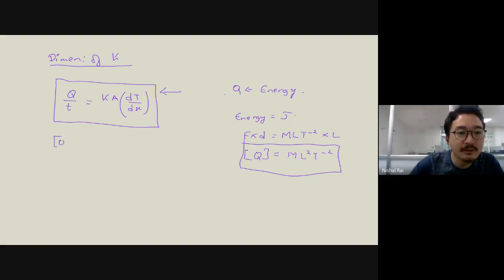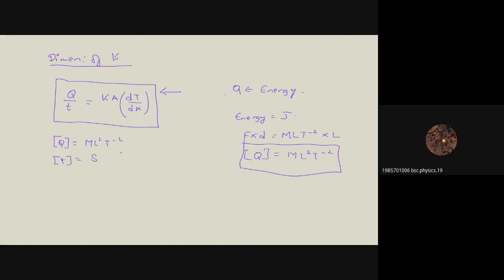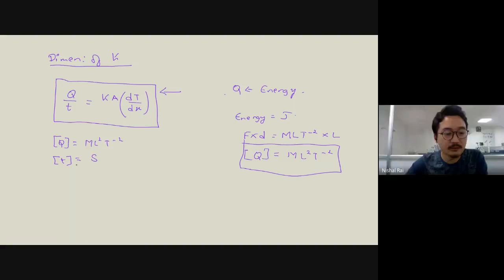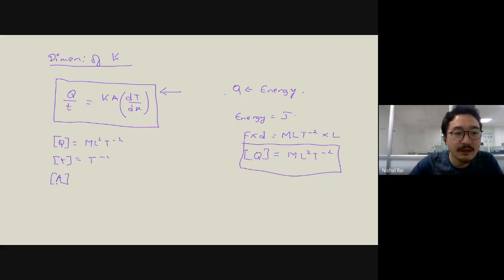So the dimension of Q was M L squared T minus 2. So the dimension of time is what? T, so T minus 1. After that, the dimension of area is what? Length squared.